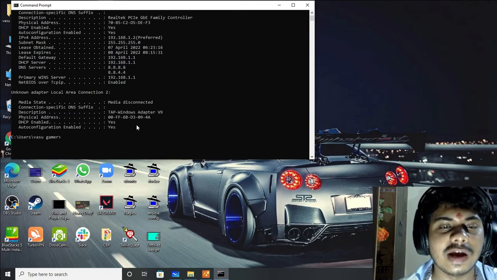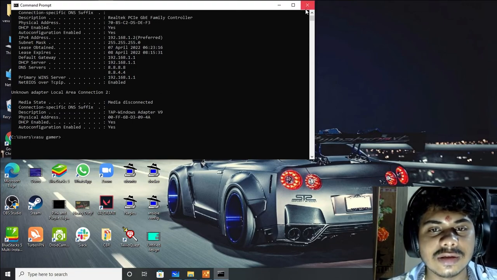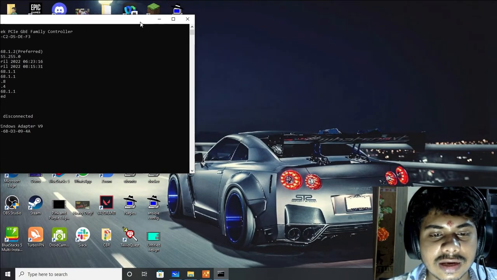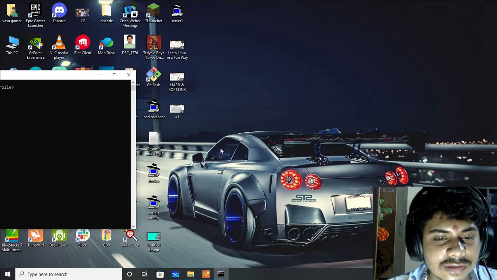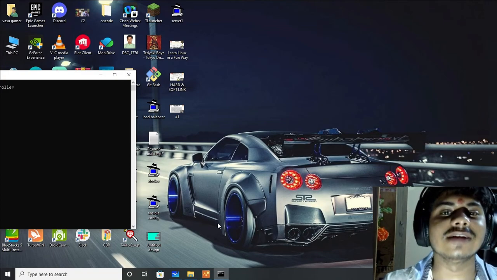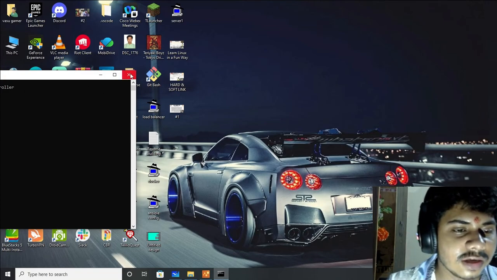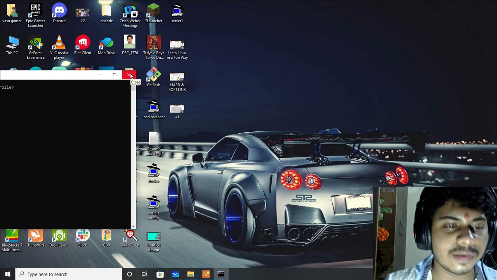Just try to find it, and here you can see a GTR. That is a Nissan GTR, which is one of my favorite cars.